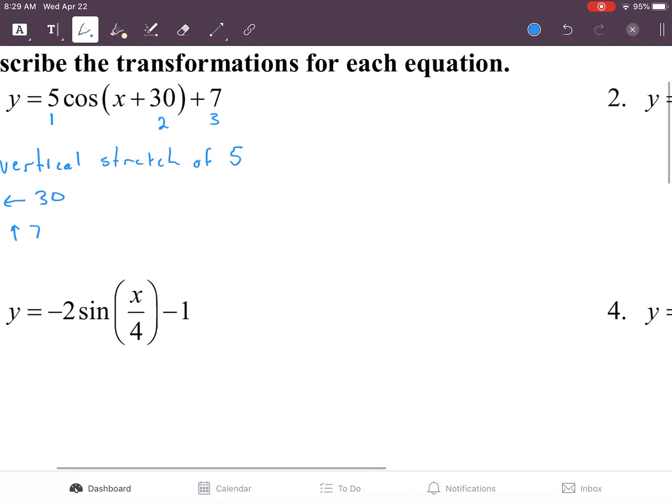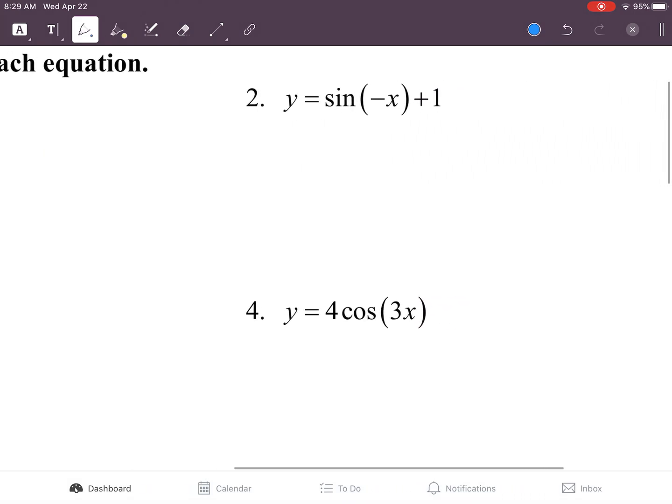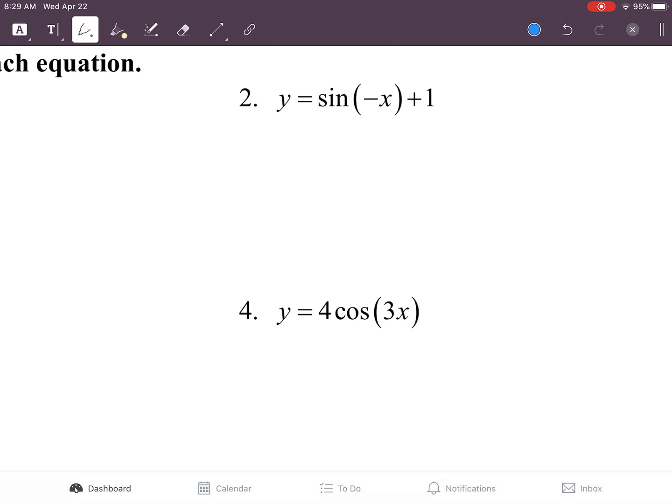And that is it. Number 2, there are 2 different transformations. Here's the first one, and here's the second one. So the first one, we have a reflection. This one is going to be over the y-axis because it is inside the parentheses. And then number 2 is a vertical shift. You're going to go up by 1.